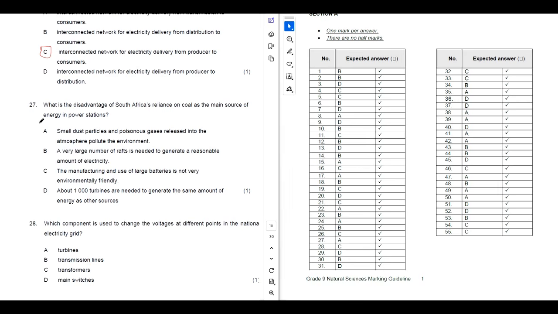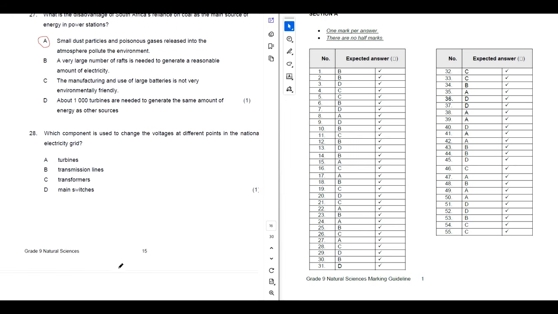Okay, and then next we will move to question 27, which says: what is the disadvantage of South Africa's reliance on coal as the main source of energy in power stations? And we can see that our answer will be A, because small dust particles and poisonous gases released into the atmosphere pollute the environment.